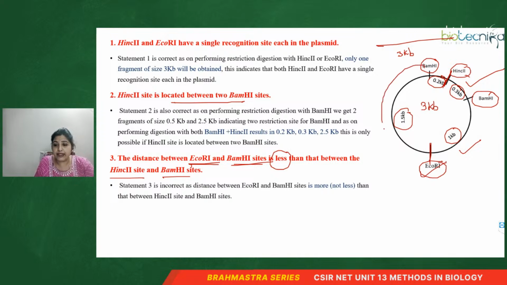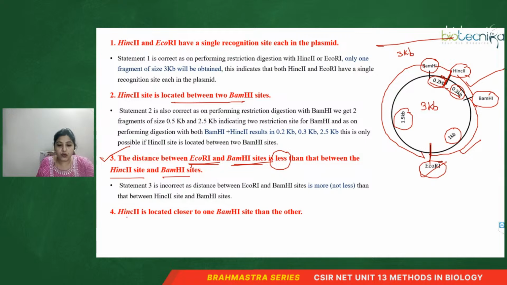EcoR1 and BAM-H1 distance: if you see one side, it is 1.5 kb, and from here to here it is 1 kb. So it is not less, it is more in comparison to the distance between BAM-H1 and HINC2, which is 0.2 kb and 0.3 kb. Then the fourth statement. So statement 3 is incorrect and we have to find the incorrect statement. So yes, the answer is option 3.